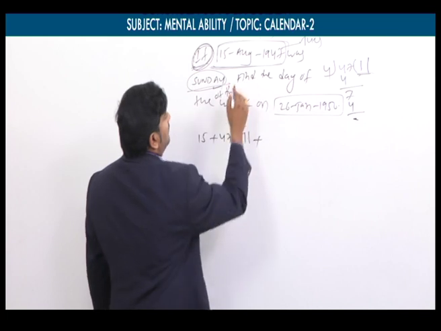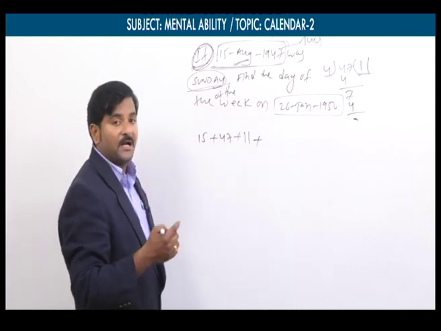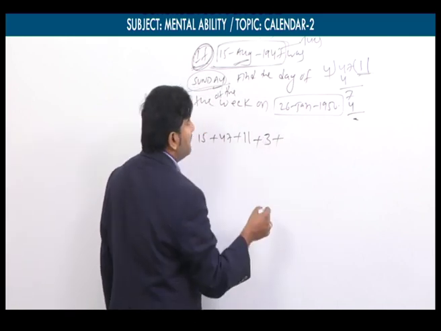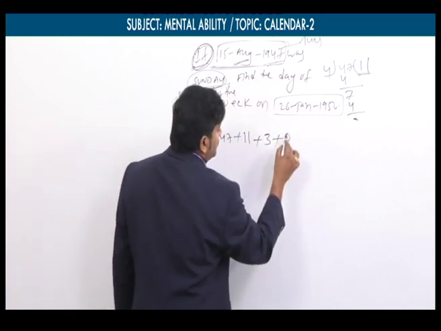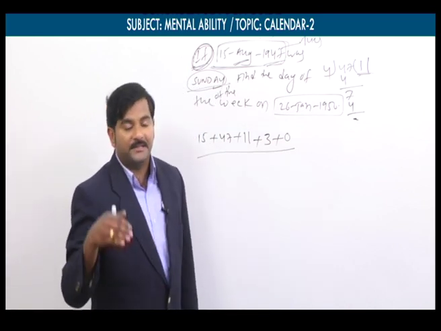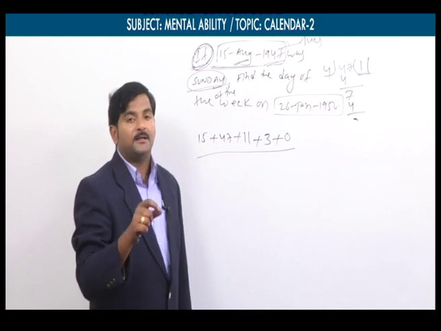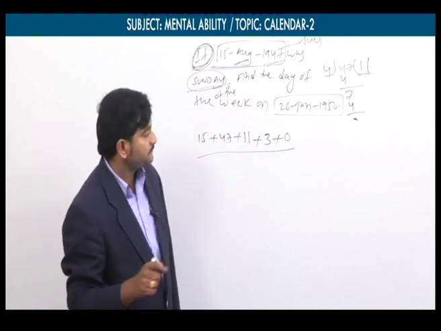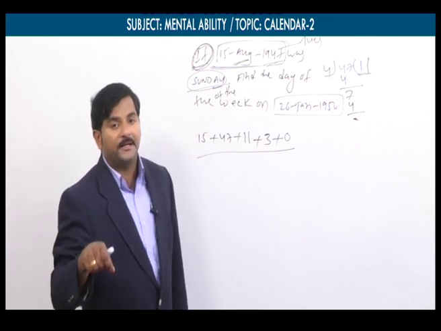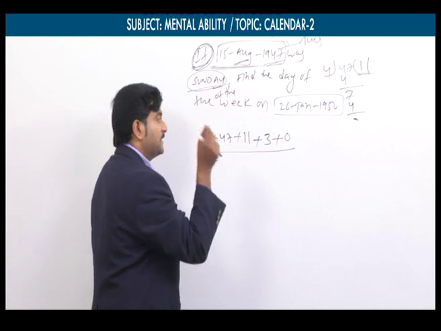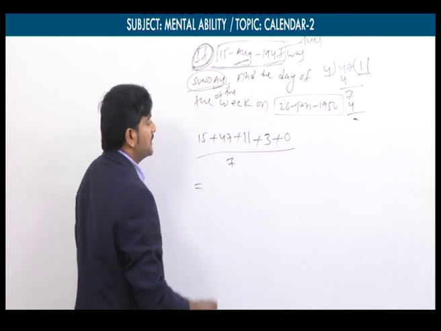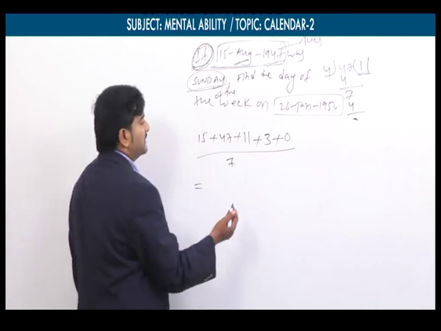Now the month code. What was the given month? August. We already have the codes. According to the codes, August month code is 3. And what is the 1947 century code here? 0. Because 1947 lies in the century 1900 to 1999. If any year lies between 1900 and 1999, then that century code is simply 0. We already know this. We discussed many problems based on that concept.